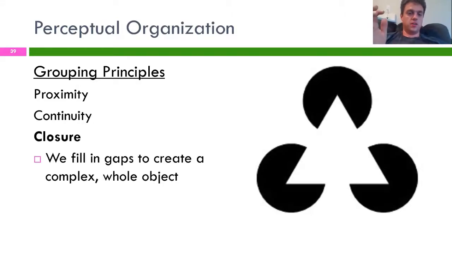And the last one, closure. So we tend to fill in gaps to create a complex object. So you probably see a triangle in the middle. There's actually no triangle there. This shade of white is no different from this, but because we want to be able to perceive objects, we use closure here to assume that there's a triangle.